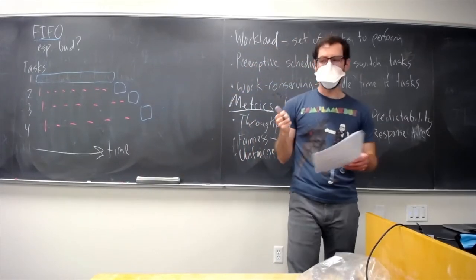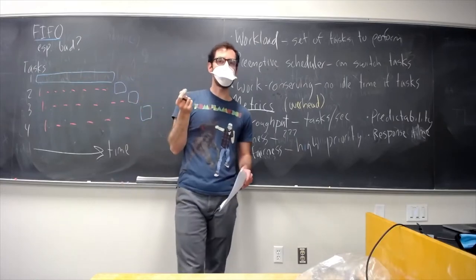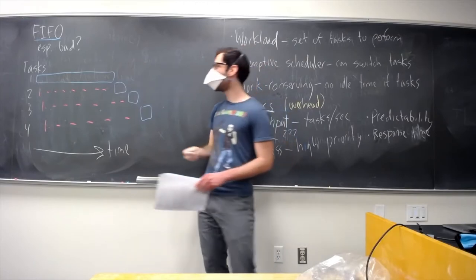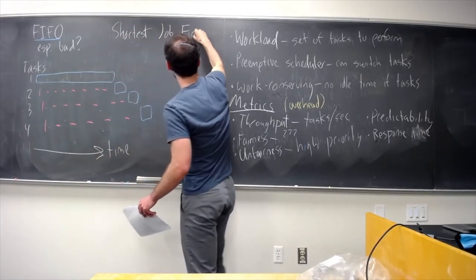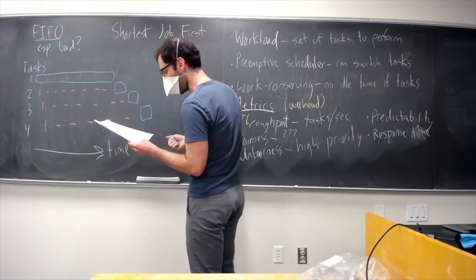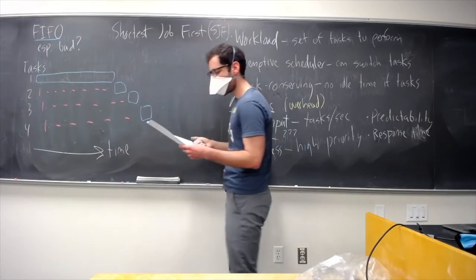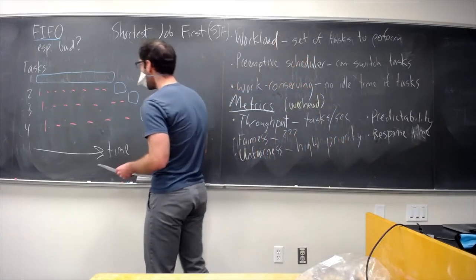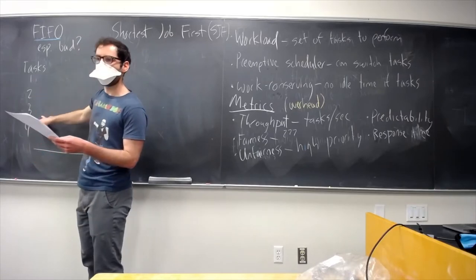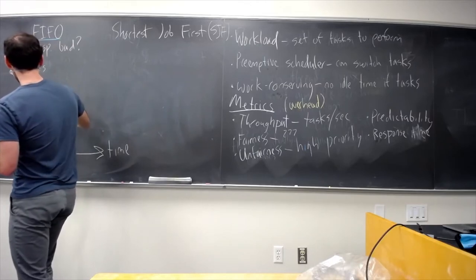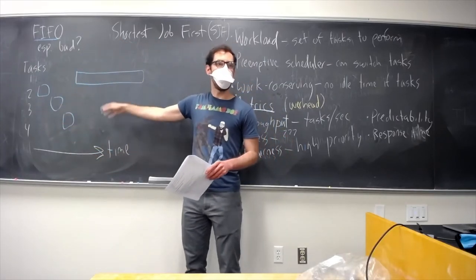All right, so anyone have a suggestion for how we could rearrange these tasks to get the best average response time? Right. You could run the shortest tasks first. Exactly. We could do shortest job first, sometimes also called shortest remaining time first. So I'll call it SJF. Shortest job first says exactly that. Instead of running them this way, tasks 1, 2, 3, and 4 arrive at almost the same time, and we run the shortest ones first, and we achieve optimal average response time.